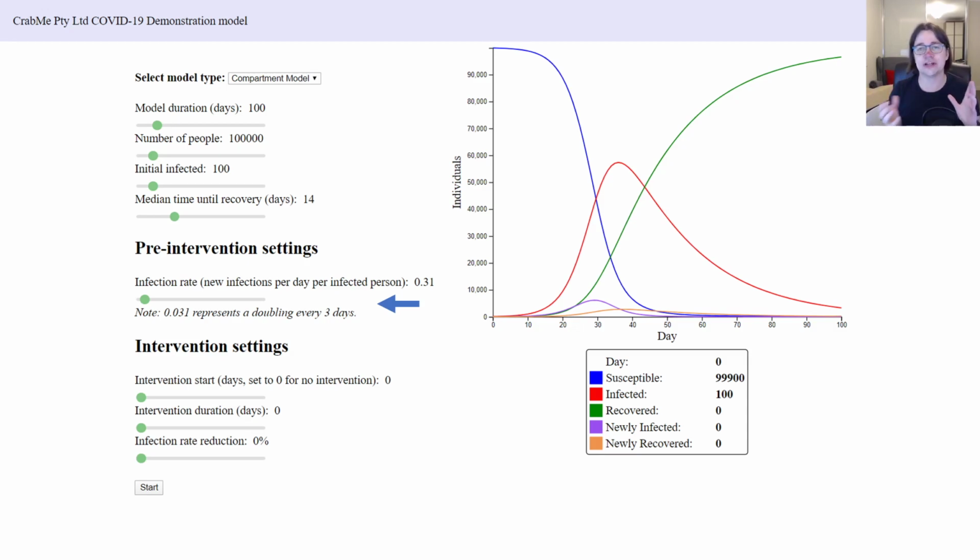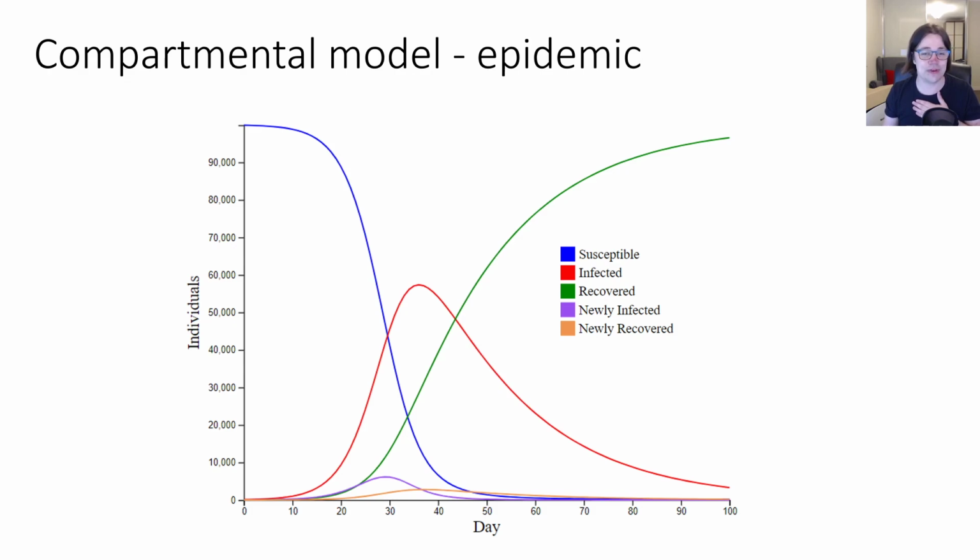There's going to be different doubling rates depending on the population. It really depends on how connected people are. We've chosen every 3 days for this example. So we set the rate at which people move from susceptible into the infected, that constant A in our first equation, to 0.31. So looking closely at this epidemic, you see that the susceptible in blue goes from 100,000, and by day 70, almost all of those 100,000 people are completely infected.